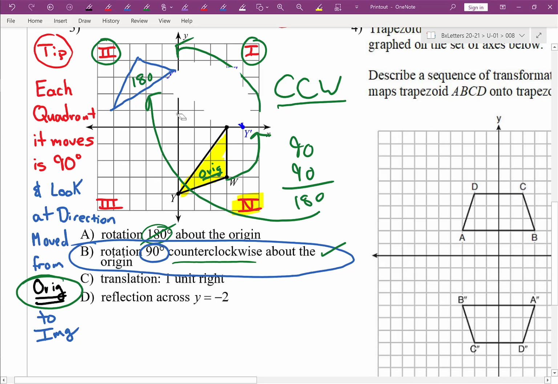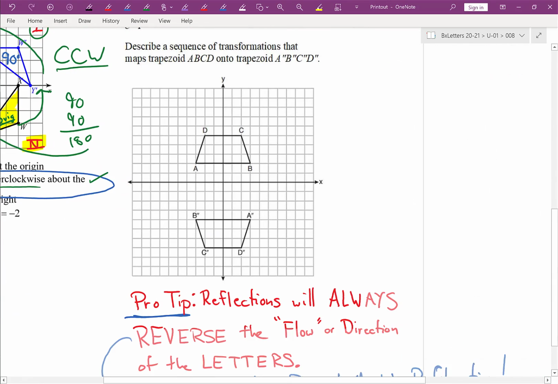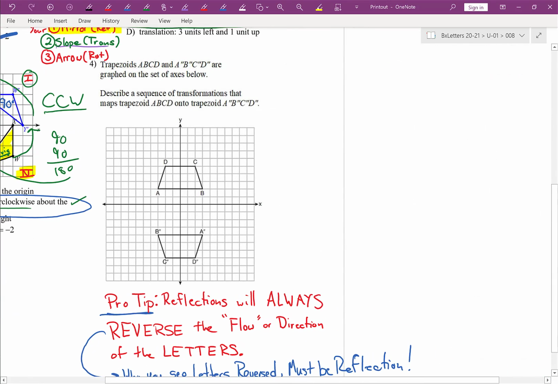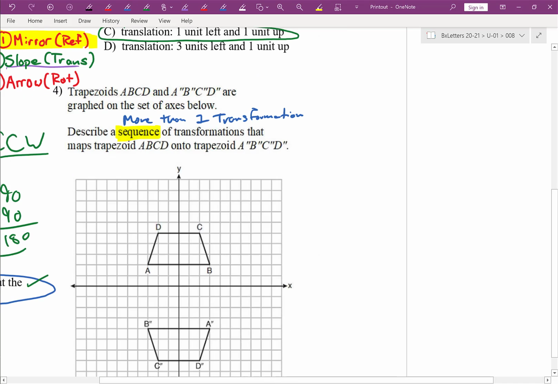That's how you do rotations. And then the last kind of question is going to be what we call sequences. Sequences are exactly what they mean. It's more than one transformation. Okay? So it's a combination.